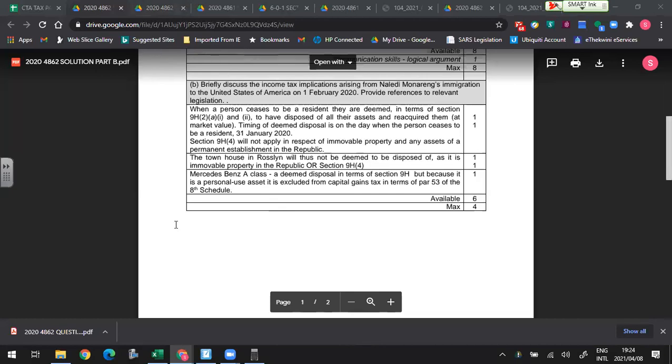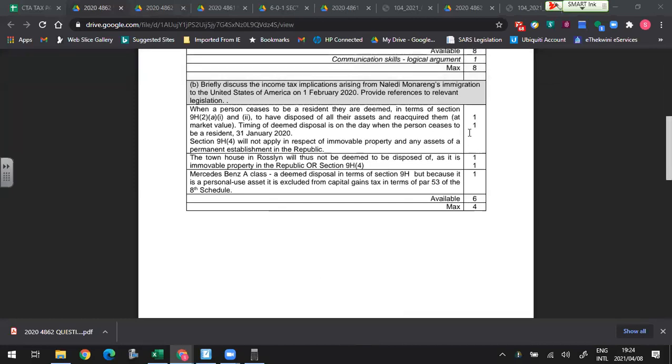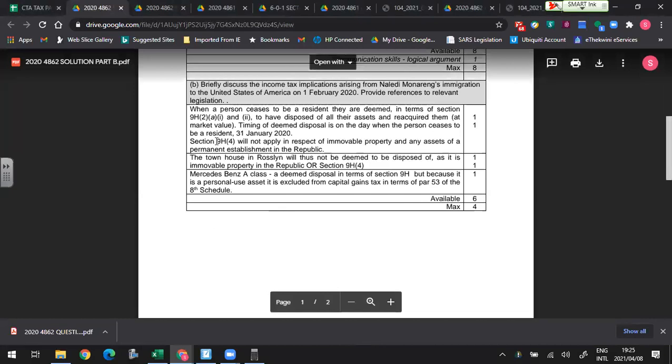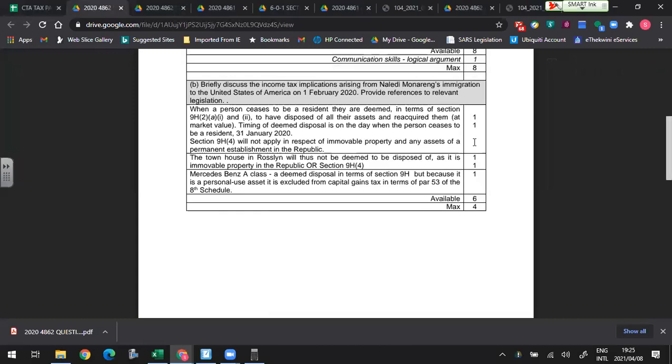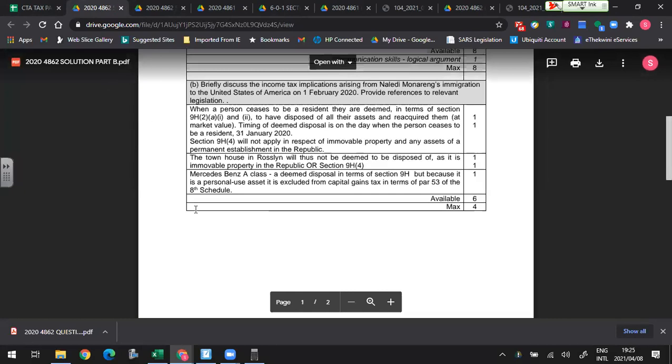If you're a good auditor, you would have picked up that it says available 6 and there's only 5. One of the marks has been left out. There was a mark over there that was left out, by the way. So for section 9H4. So they forgot to put it on. There's an extra mark there where I've got my little cursor now. Let that be an extra 1. Okay, let's carry on with the question.